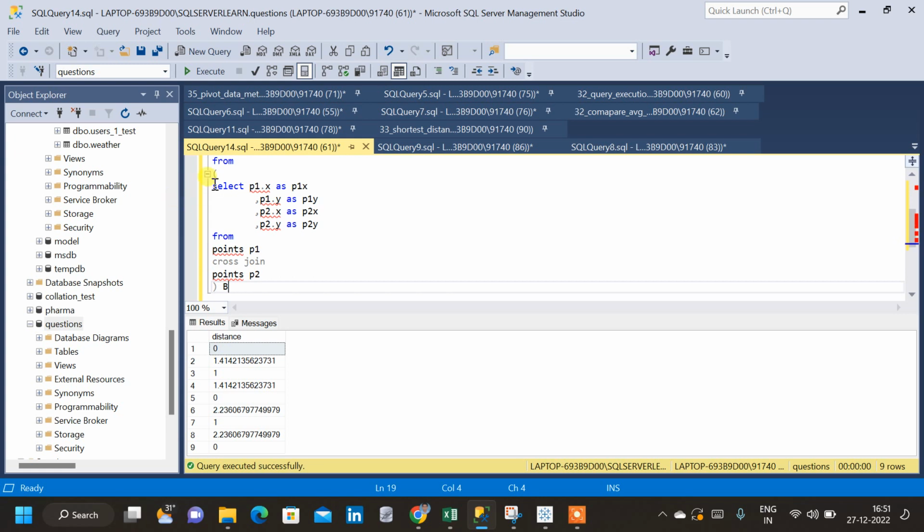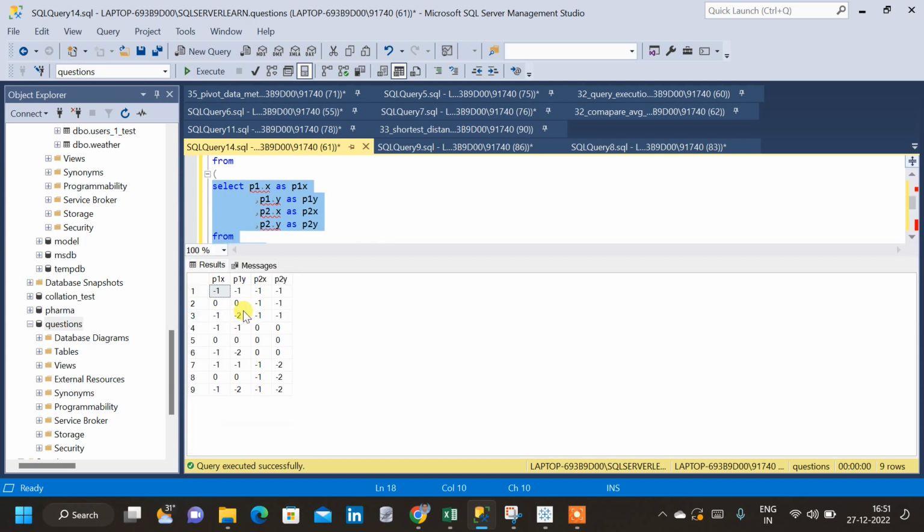So let me run the inner query once again. I will show you. So we have to find the distance between different points. We don't have to find the distance between the same points, that is 0 0, 0 0, we don't want to consider. Also similarly minus 1 minus 1, minus 1 minus 1, we don't want to consider because obviously the difference between the same points will be 0. We don't want to consider that.